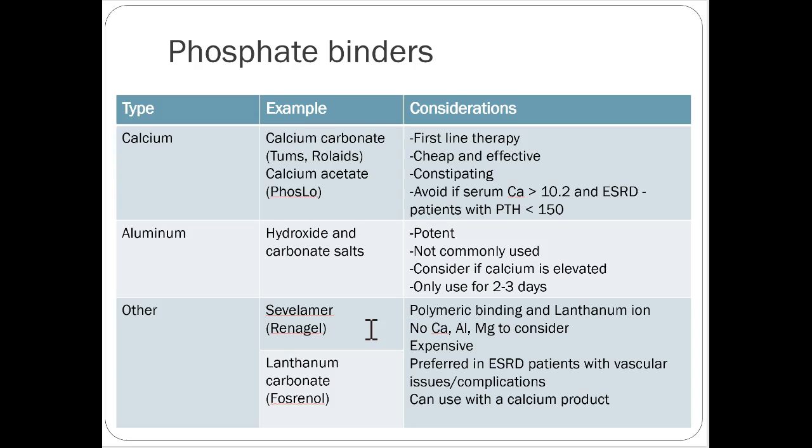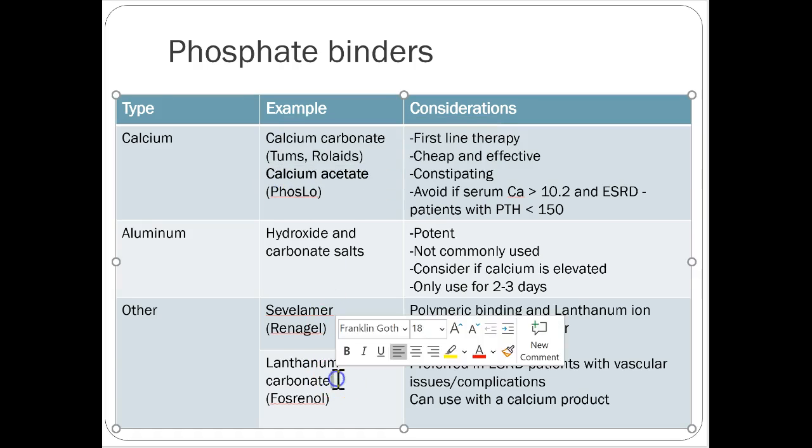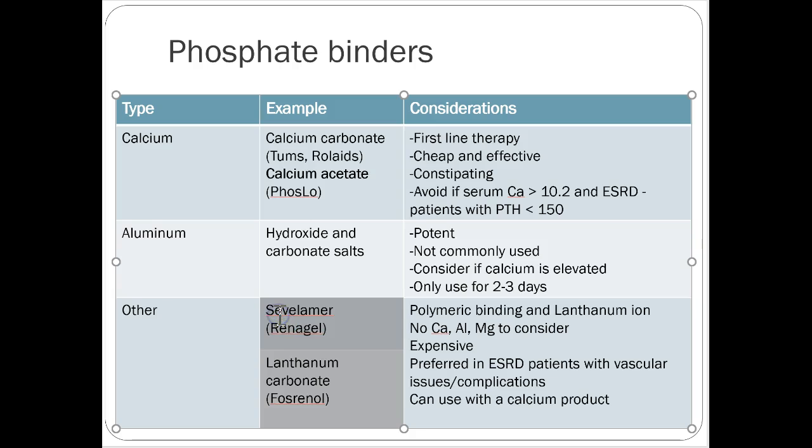They're a little bit more expensive, but if patients have vascular issues or complications or can't use the calcium product, these would certainly be your first line. The other nice thing about these is you can actually combine them with a calcium. So if somebody's on calcium acetate and they aren't getting the response they need, adding these on is done really commonly. So I'm just going to bold calcium acetate and these ones, because those are really the ones we use. Don't worry about the aluminum ones.